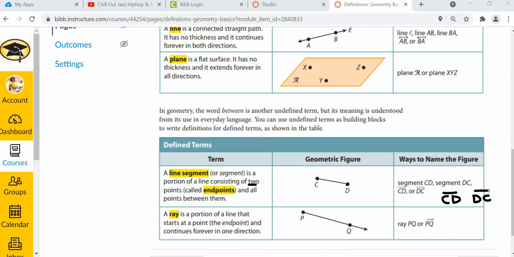Now notice the difference between this and the line notation. Notice this does not have an arrow at the end because we have 2 endpoints. Whereas a line will have 2 arrows, right? Because it continues forever. So please notice the difference. Line segment, write down your definition, draw your figure, and write down the ways in which you can name the figure.